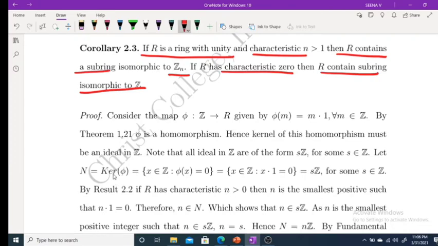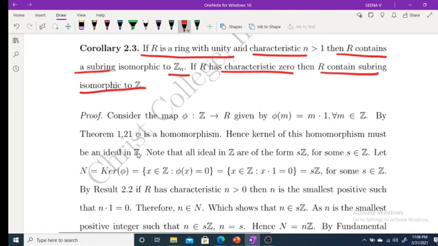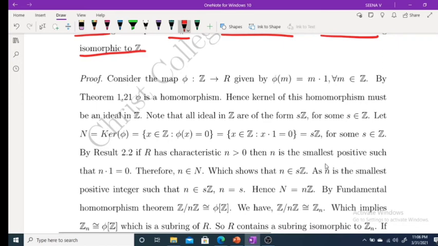So let N be equal to the kernel of phi, which is the set of all x belonging to Z such that phi of x equals 0, that is, the set of all x in Z such that x times 1 equals 0. And this is of the form sZ, because every ideal in Z is of this form. By our assumption, R is of characteristic n greater than 0, so n is the smallest positive integer such that n times 1 equals 0. Therefore n belongs to N.